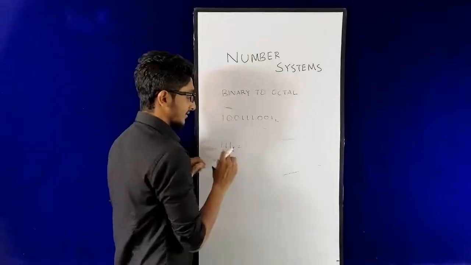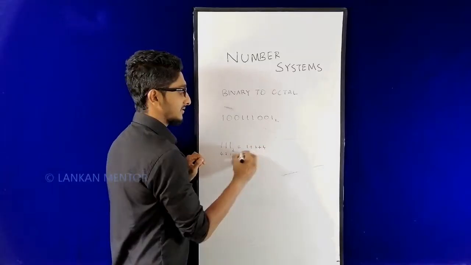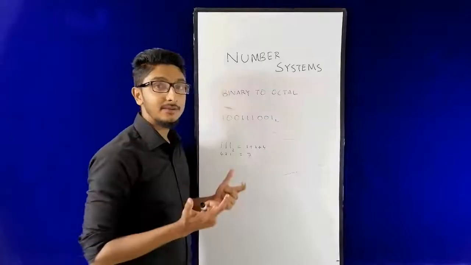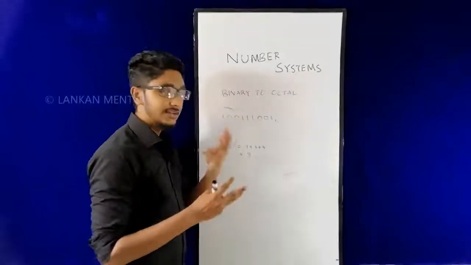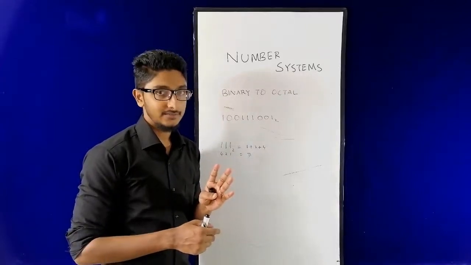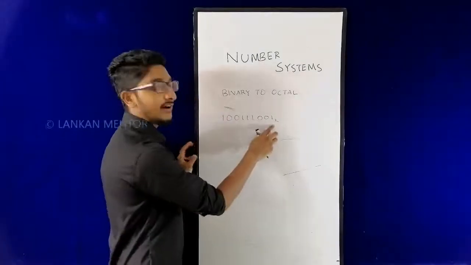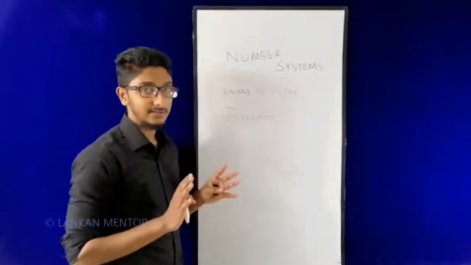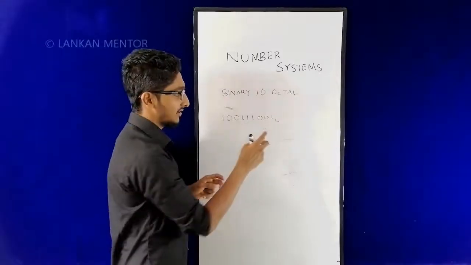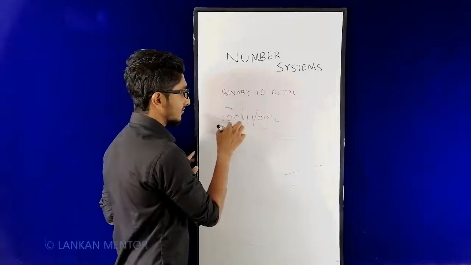Which means this is 1, 2, 4. So 1 plus 2 plus 4 is 7. So the maximum number in the octal number system is 7. So you only need 3 bits to represent any octal number using binary. So you divide them into 3 parts. This is the method. Binary to octal, you divide them by 3 numbers. 1, 2, 3, 1, 2, 3, 1, 2, 3.